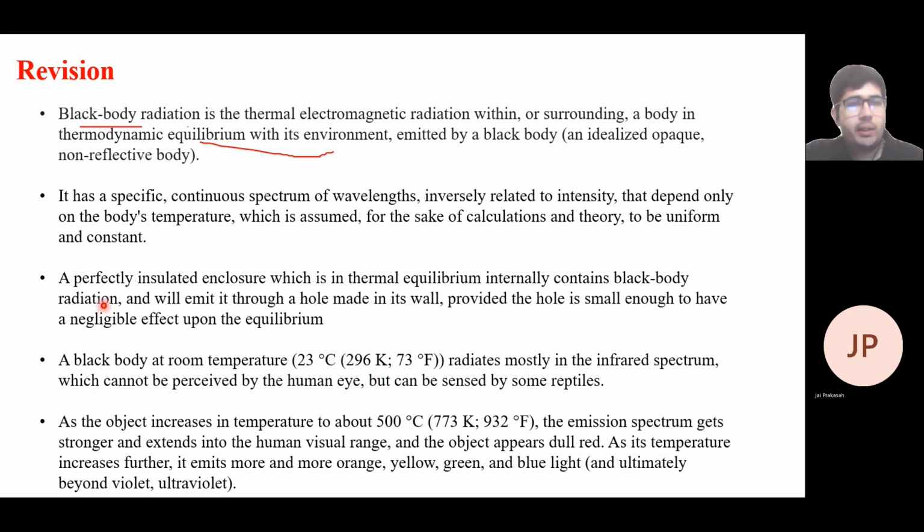Let's come to the next slide. I think you are able to see the pointer. If you are not able to see the pointer, please let me know.